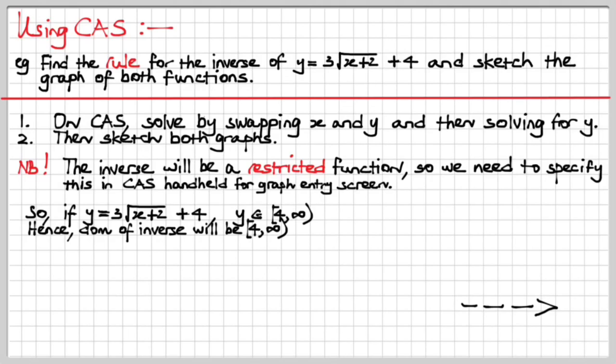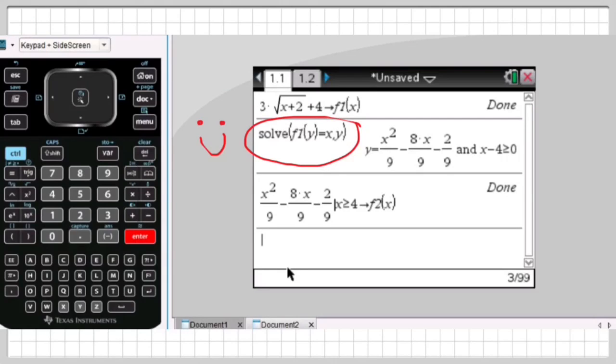Okay, so we're going to go over the screen now, and we're going to show you some tricks on the CAS. So what have I got here, ladies and gentlemen? Well, I'm saying 3 root of x plus 2, add 4. I'm saving that to f1 of x. Yeah. Now this is the very important line here. On the TI CAS handheld, you say solve for f1 of not x but y equals x, and you solve it for y. Okay, so you are in effect swapping x and y. It is very, very cool.